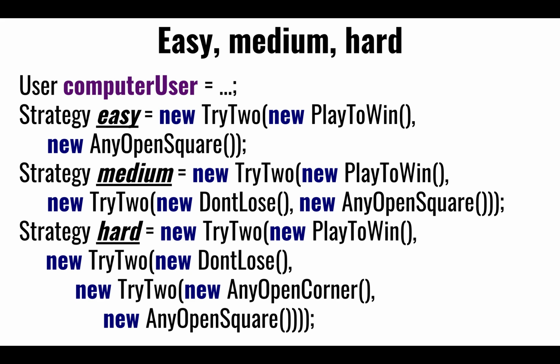Perhaps for medium I can combine the any open square with the don't lose. Don't lose meaning if I see that the other person is about to win, I will block them, or some other strategy, and the output of that will be combined with another try to. So try to is the output of the next try to. Strategies within strategies, and obviously combined with the play to win. Both of them are always checking to see if the other strategy returned null. If it's null, then I'll fall back to my fallback strategy. And hard checks for everything: open squares, open corners, blocking, and finally play to win.